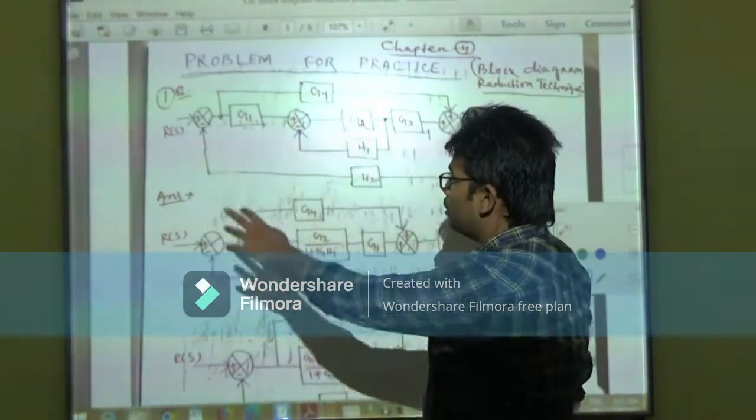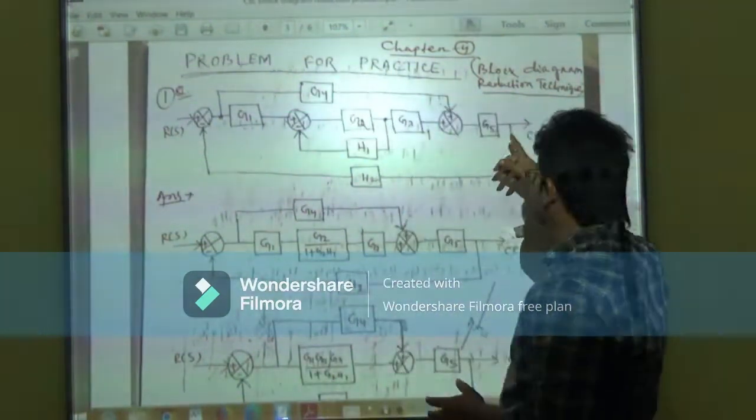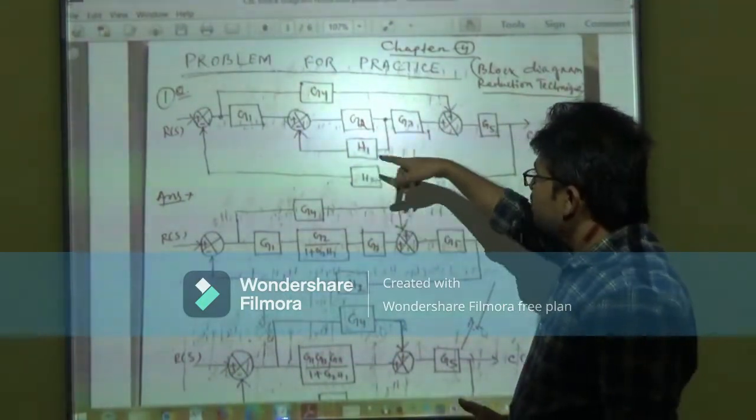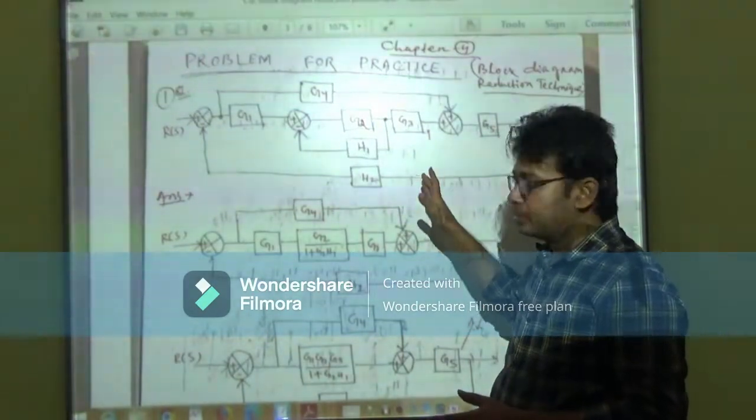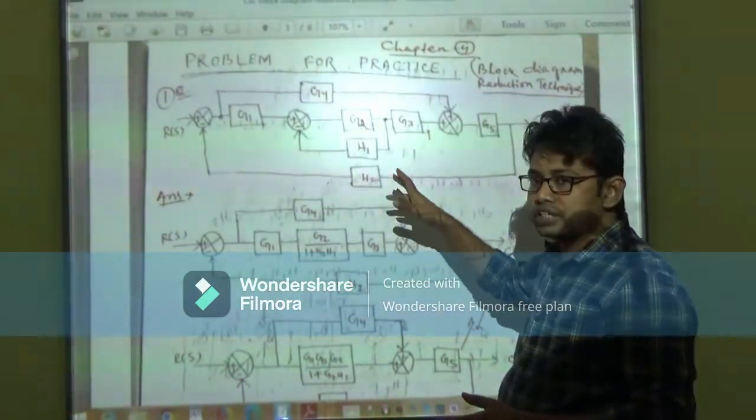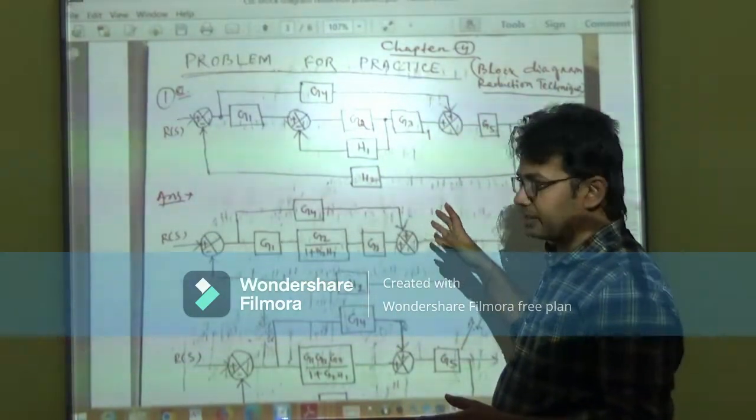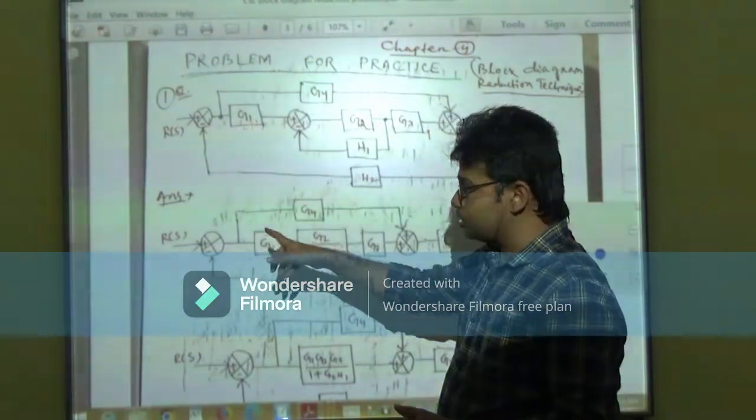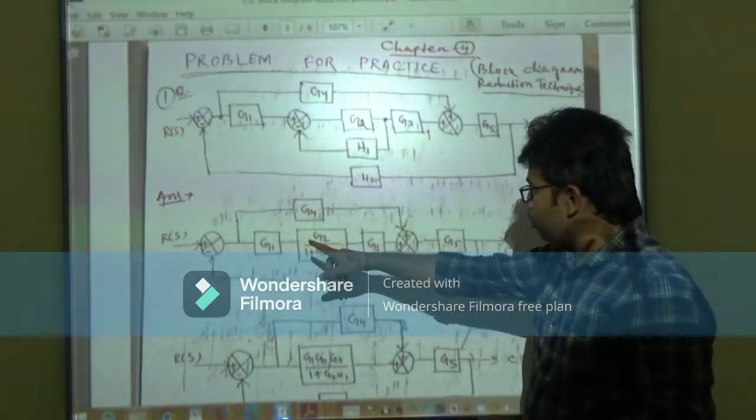Here we define the input, that is the reference input, which gives the output, that is C of S. Inside the system the gains are G1, G2, G3, G4, G5, and H1, H2 is the feedback loop, that is, the feedback network connected here. So that is the solution of the problem, representing the block diagram.